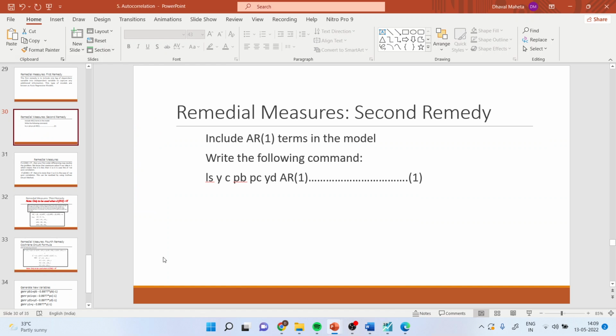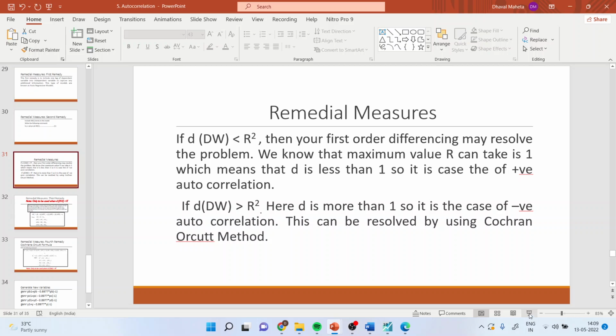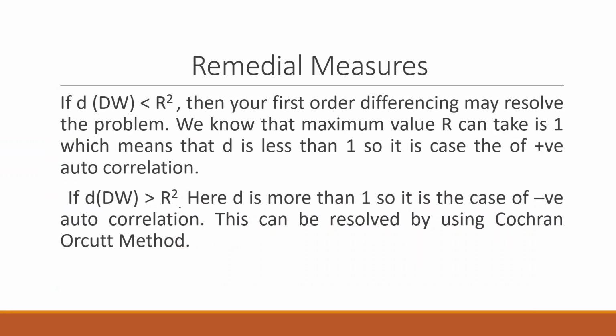Now, the third remedy is, depending upon the value of Durbin-Watson, that we are having two remedies, third and fourth. If the Durbin-Watson is less than R square, then first order differencing may resolve the problem. We know that the maximum value rho can take is 1, which means that D is less than 1, so it is a case of positive autocorrelation. If the Durbin-Watson is greater than R square, here D is more than 1, so it is a case of negative autocorrelation, and this can be resolved with the help of the Cochrane-Orcutt method.